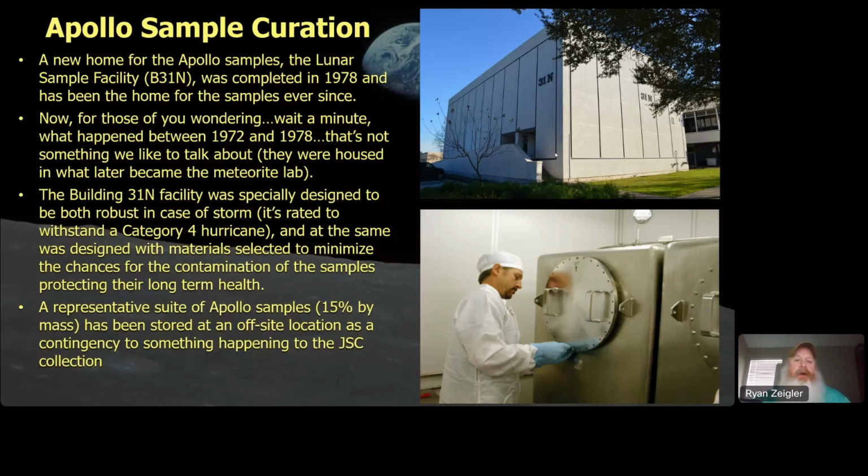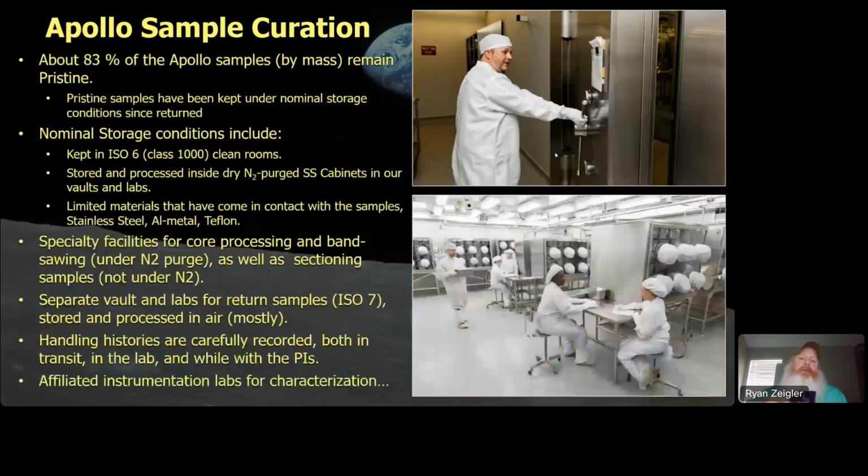And now not all of the samples are stored here at JSC. We do have a representative suite of samples, about 15% of the mass, that is stored in an offsite location. Originally, it was stored in a bunker at Brooks Air Force Base in San Antonio. And then when they closed that, we moved it to our secret facility out at White Sands. So shh, don't tell anyone. I'm not telling you where at White Sands. Turns out there's a lot of stuff out at White Sands. But let's talk more about how we take care of the samples here at JSC.